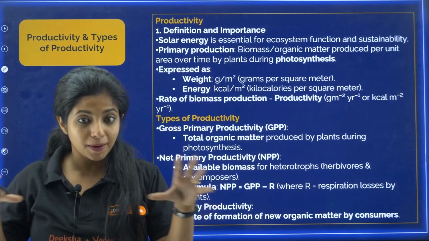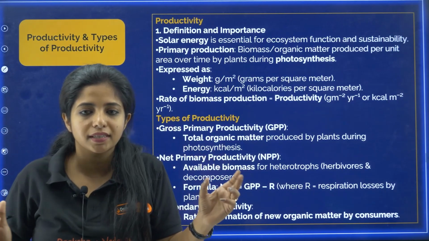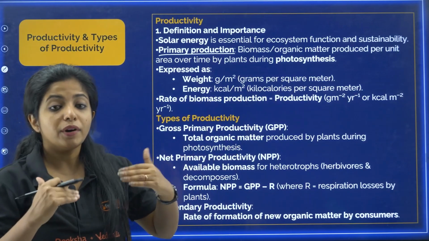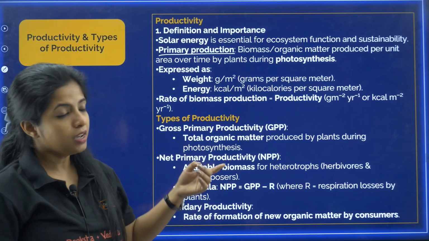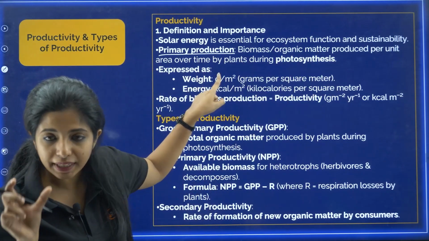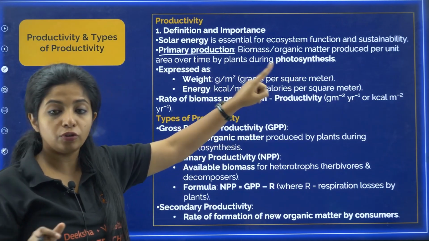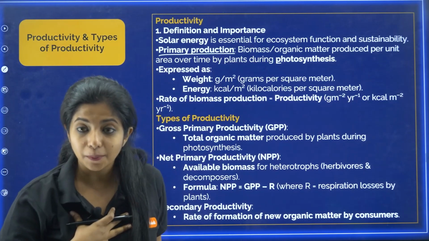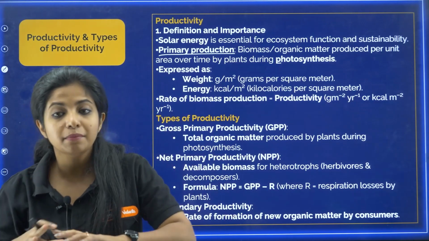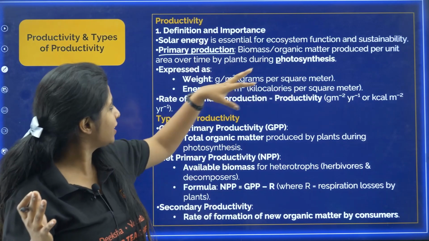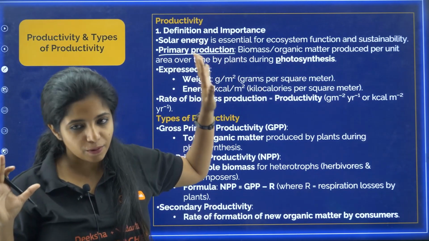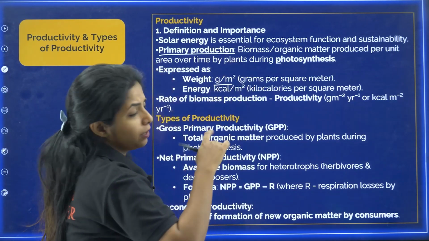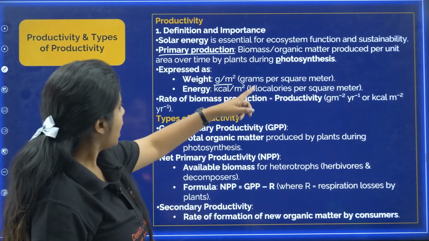And the plants, when they produce the organic matter, what do you call this as? You call this as primary production, because they are the primary guys up there who can take up the sun's light, right? So whatever they produce, it will be known as primary production. So biomass, organic matter produced per unit area over time by plants during photosynthesis is known as primary production.